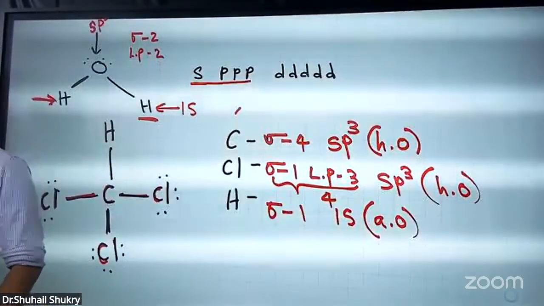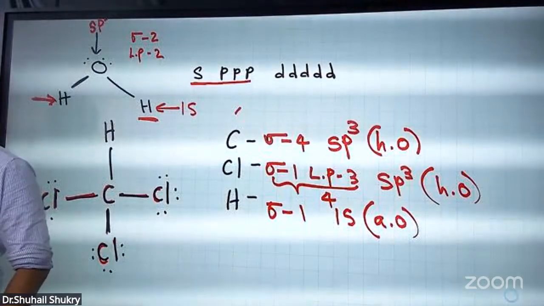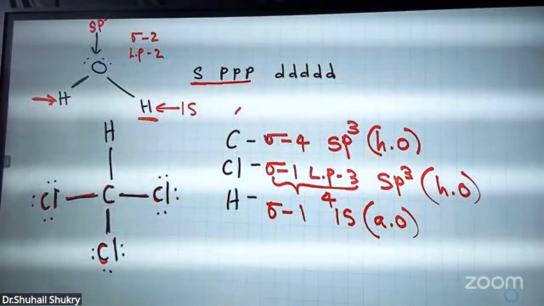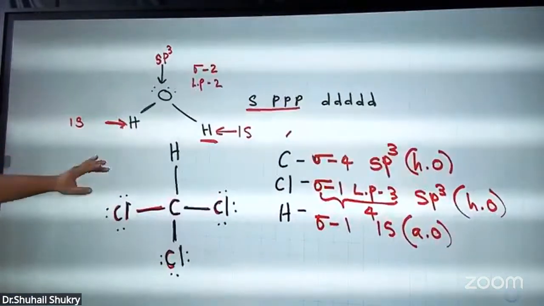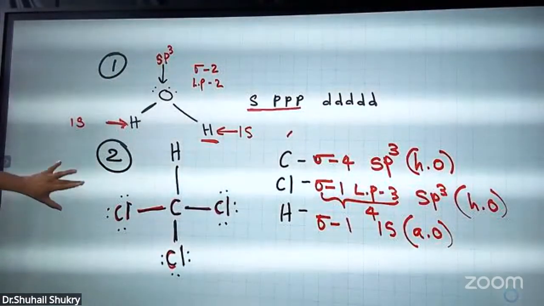So understand these words, hybridized orbital and the atomic orbital. I hope you are all clear. This is the first example I gave about H2O. This is the second example I gave about CHCl3. This is the third one.